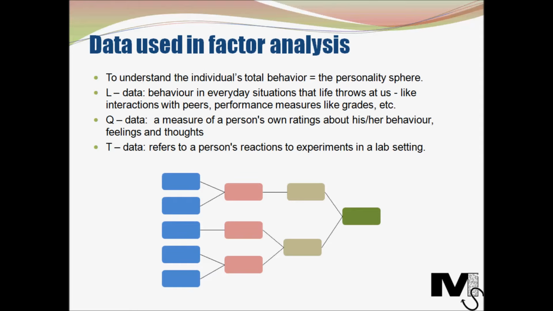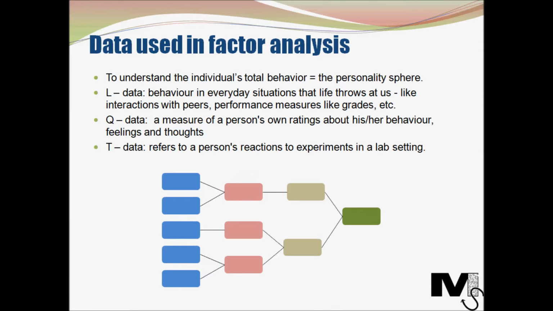The L data, or also called the life data. This is the data measured out of behavior in everyday situations that life throws at us, like interactions with peers, performance measures, like grades, etc. Q data, which is also questionnaire data. Now, this is a measure of a person's own rating about his or her behavior, feelings, and thoughts, preferably derived from a questionnaire.